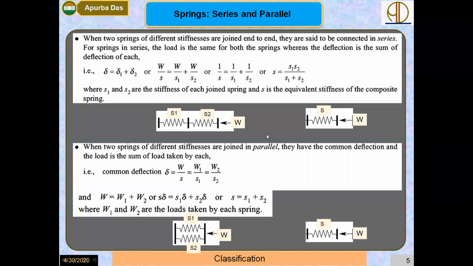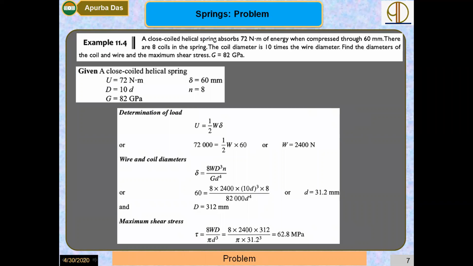Okay, so we will solve one problem from the spring. The problem is: a closed coiled helical spring absorbs 72 Newton meter of energy when it is compressed through 60 millimeter. There are 8 coils in the spring. The coil diameter is 10 times the wire diameter. Find the diameter of the coil wire and the maximum stress.